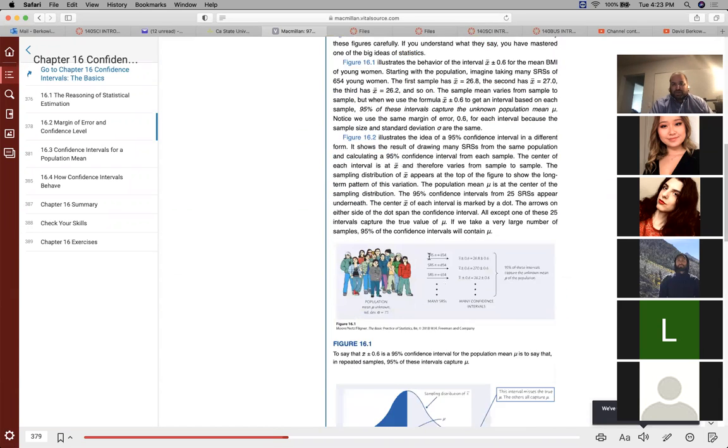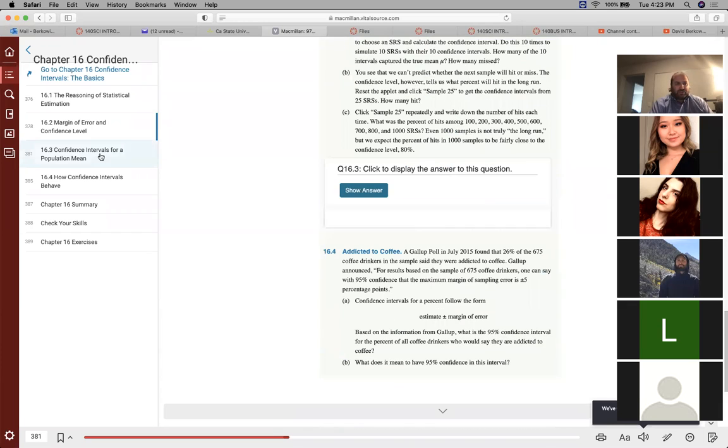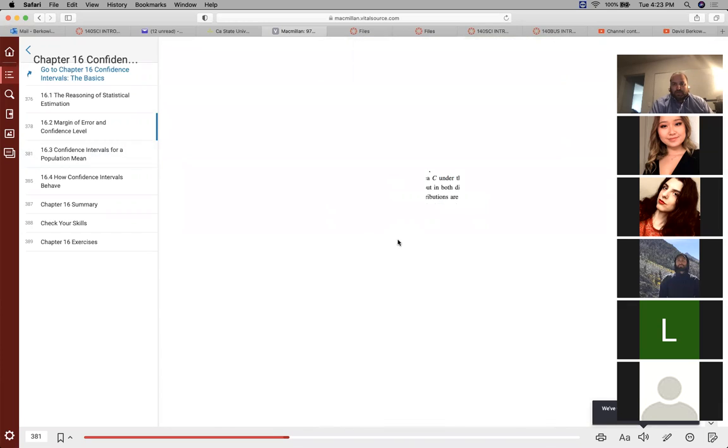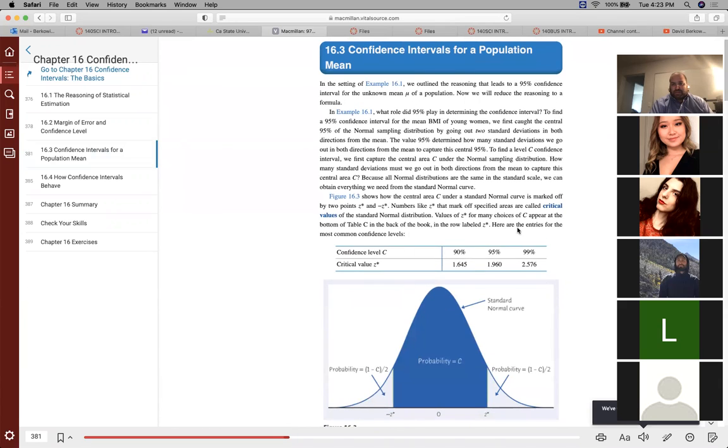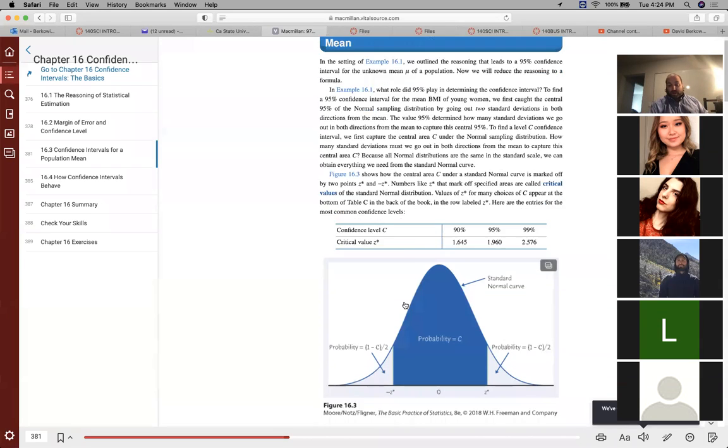And as we saw in the next section, if your confidence level is 90%, your z star is 1.645. If your confidence level is 95%, your z star is 1.96. And if your confidence level is 99%, your z star is 2.576. You should have these written down, because those are the 3 big ones that I'm sure are going to appear in the test quite often.